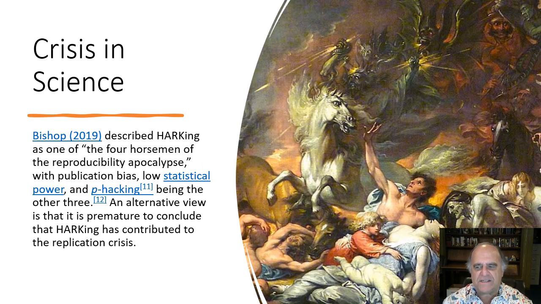Another crisis, and it ties into the reproducibility crisis, is what's called harking. Harking has been described as one of the four horsemen of the reproducibility apocalypse, along with publication bias, low statistical power, and p-hacking. Of course, what is harking is the obvious question.